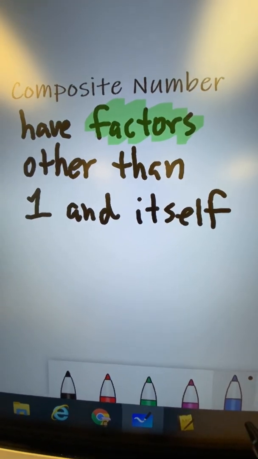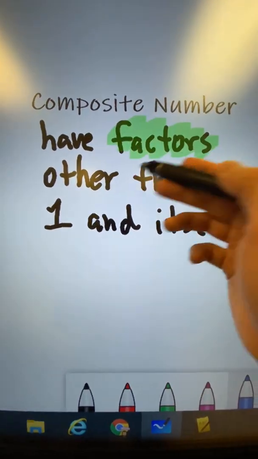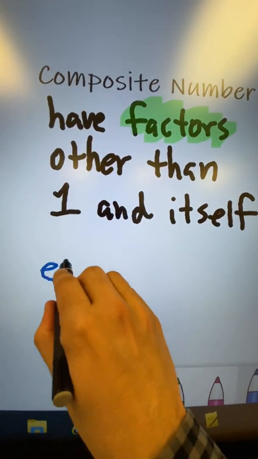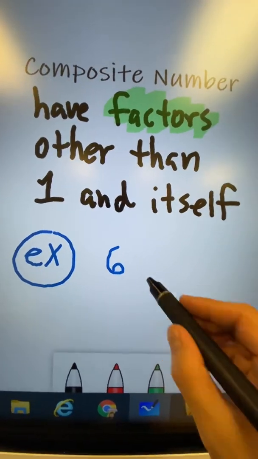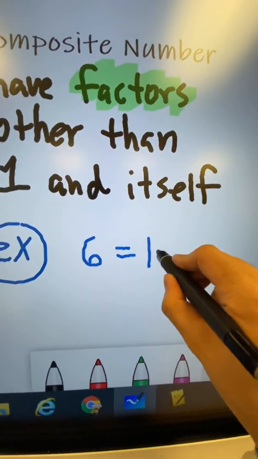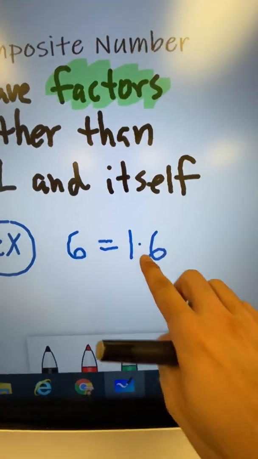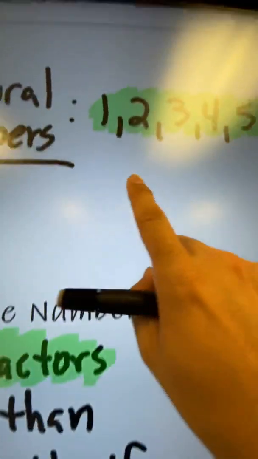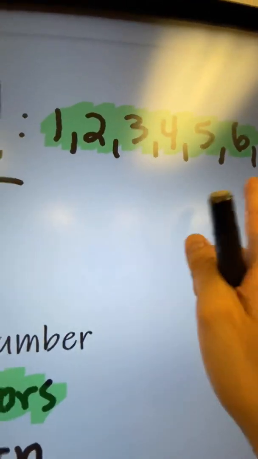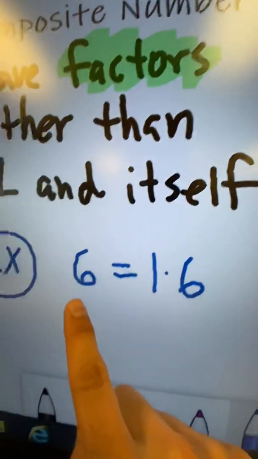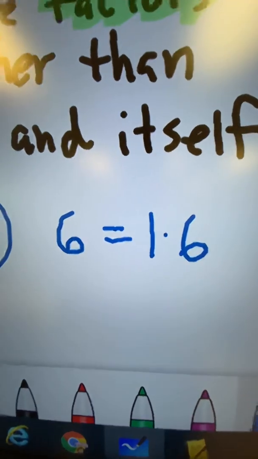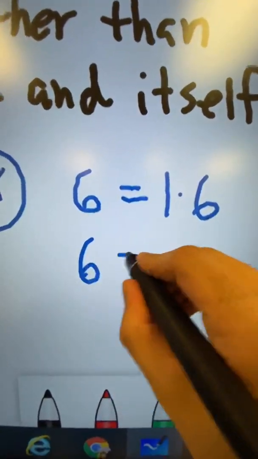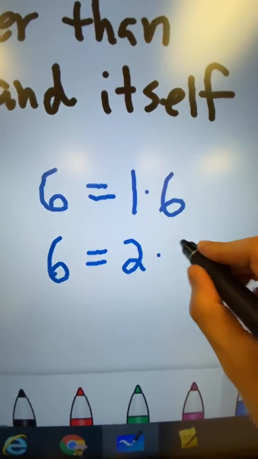So let's look at an example to see what we mean by having factors other than 1 and itself. A composite number will be something like 6. Here's why. The factors of 6 are 1 times 6. Remember, these numbers come from the list of natural numbers. What combination of these numbers, when I multiply them, gives me 6? Well, 1 and 6 is one combination. But there's another combination that works too. 6 could also be written as the factors 2 times 3.